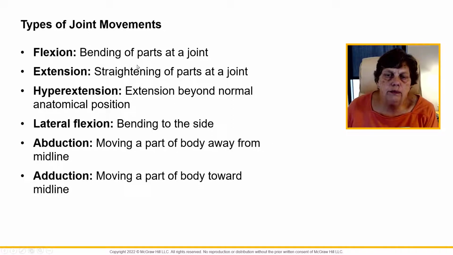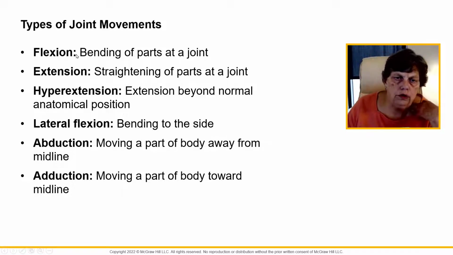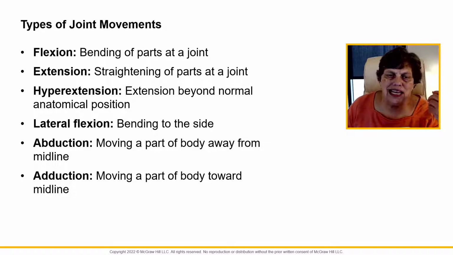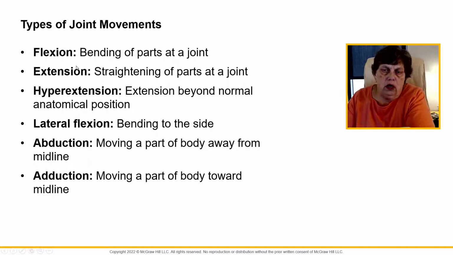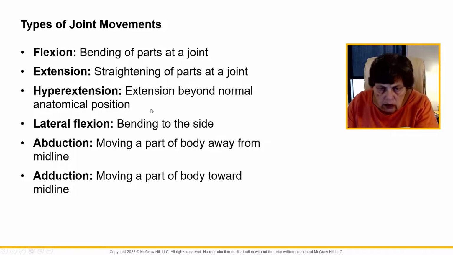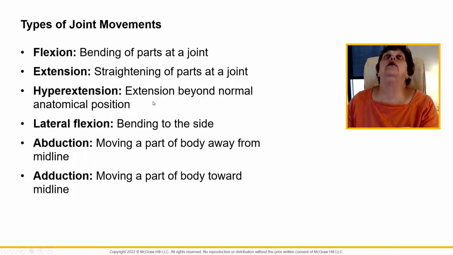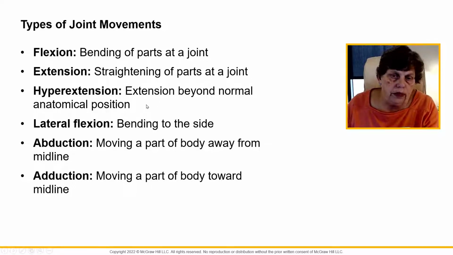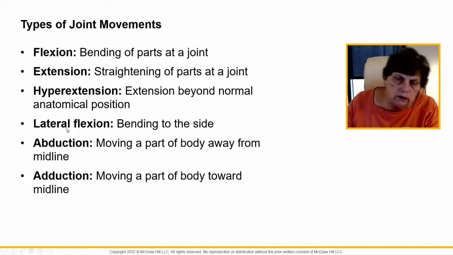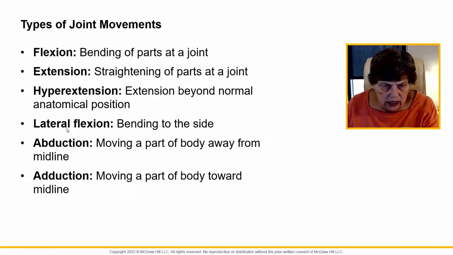Flexion is where you bend the parts at the joint. So when you bend your arm towards you, we'll look at pictures, that's flexing. When you're straightening that arm out, that's an extension. If you extend it beyond what it's supposed to be, like you take your head and tilt it all the way back, that's a hyperextension. Lateral flexion means you're bending side to side.